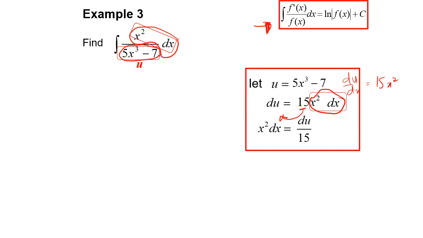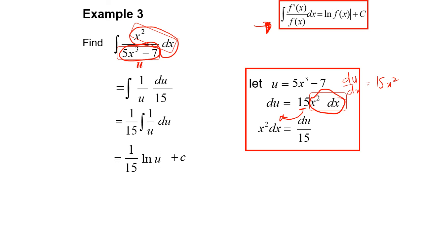So what do we get? After replacing the u and du, we will get the integration of 1 over u multiplied by du over 15. So this 1 over 15 is just the coefficient. We can take it out. Now we want to integrate 1 over u with respect to u. So integrate 1 over u, what do we get? By using the basic rules, we get natural log of absolute u plus c. So replace back the u with 5x cubed minus 7. We have 1 over 15 of natural log of 5x cubed minus 7 plus c.